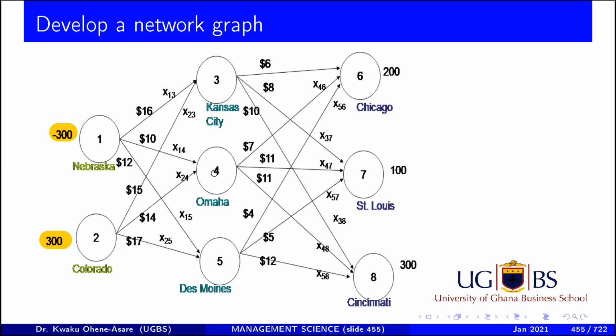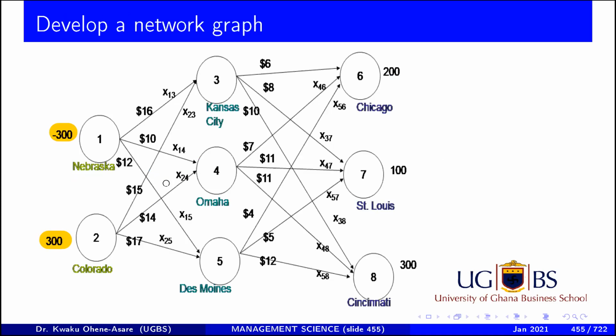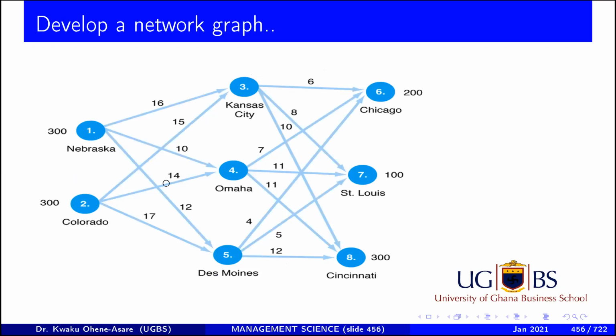So what it simply means is that the decision variables are going to be a lot. Do you realize that? It's going to be a lot. Okay. The way you define these ones, they have not changed. Let X1 be the amount of wheat transported from node I to J. The same thing as before. And then if it is from node I to J, where I is not equal to J. Okay. So in this case, the I will be from 1 to 5. Okay. And the J will be from 6 to 7.